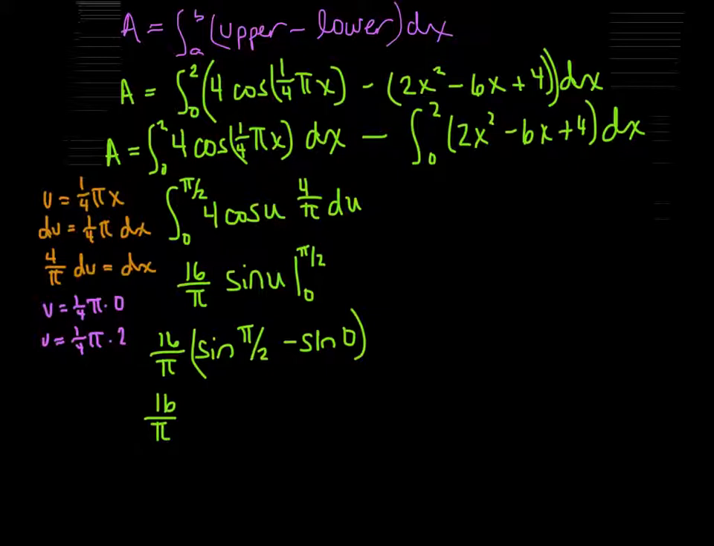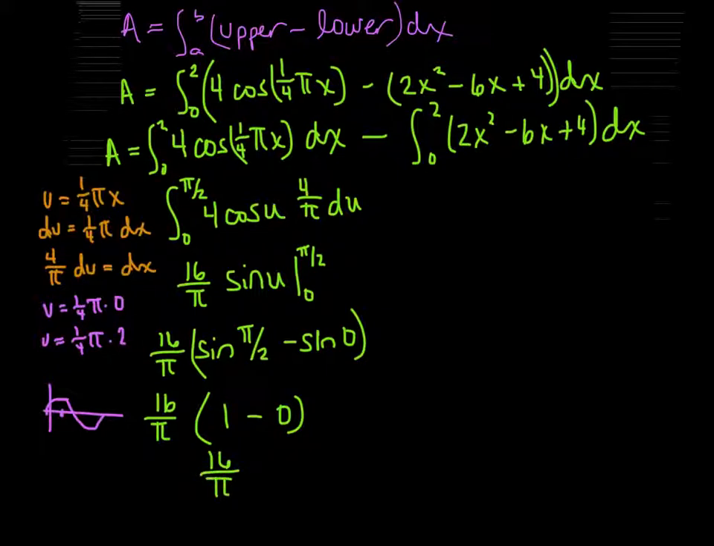So if I think about my sine curve over here, my sine curve looks like that. And so at pi over 2 right here, I am at my maximum of 1. So I would say that this is 1 minus, and of course sine of 0 is 0. So this is just 16 over pi. That's the left-hand side worked out.